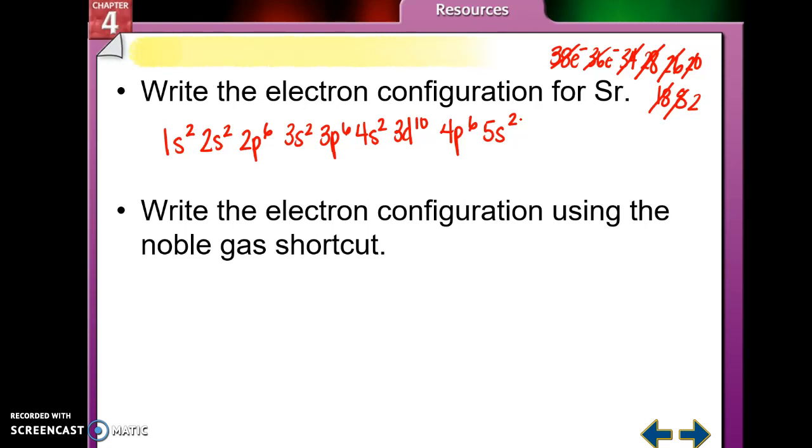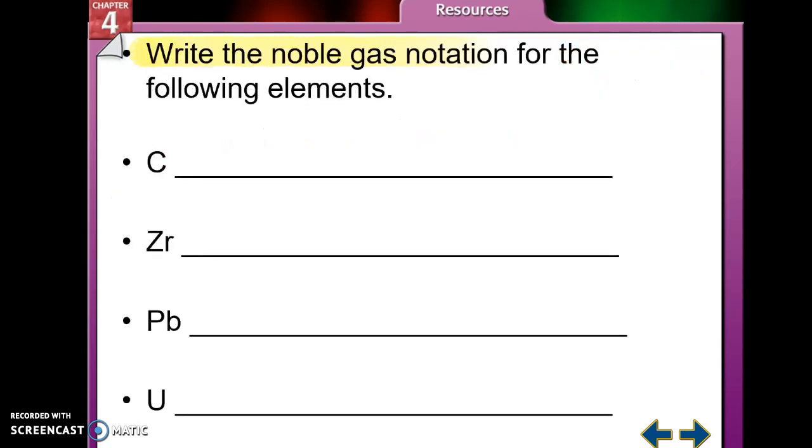When I'm writing my electron configuration for strontium, I have to make sure I follow the alphabet. We're going to come back and write this noble gas shortcut later on. So now I want you to pause where you're at. This should not say noble gas right here. This should say electron configuration. I want you to write the electron configurations for carbon, zirconium, lead, and uranium. So pause it, write it, and then come back and check it. You better have paused it. I hope you're just checking your answers right now.